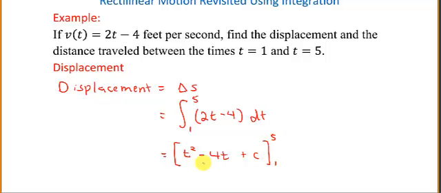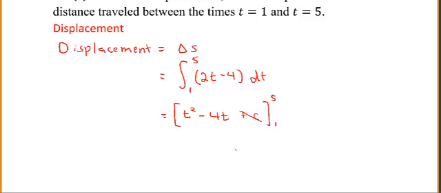So I'll have the position function at 5 minus the position function at 1. In each case, this constant won't change, so I'll really be subtracting it off, so I'm just going to get rid of it now. We just have to integrate the velocity to get the displacement. And so at 5, this is going to be 5 squared, 25, minus 4 times 5, 20, minus the value at 1, which would be 1 squared, which is 1, minus 4 times 1, 4.